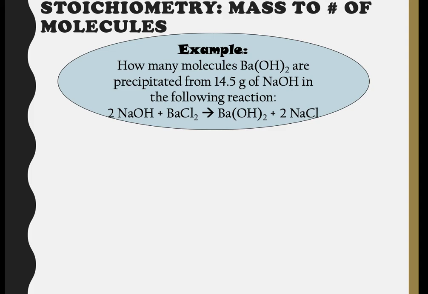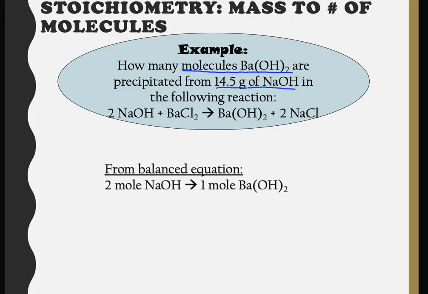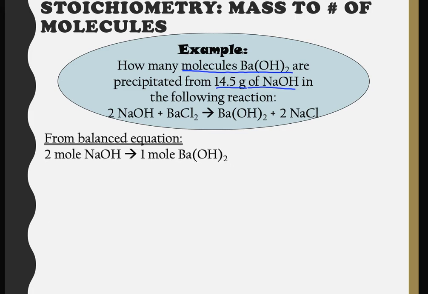Let's look at this example. So how many molecules? It's the same equation, but this time I want molecules of barium hydroxide, starting from the same amount, 14.5 grams of sodium hydroxide. Because it's the same two compounds, it's going to be the same mole ratio. I have grams of sodium hydroxide, so I need the molar mass. But for barium, it's molecules.